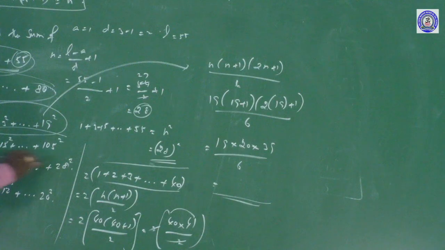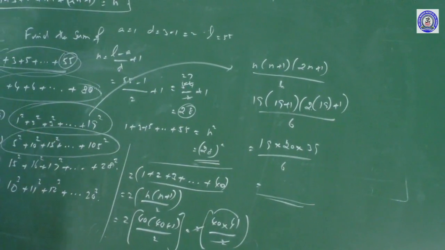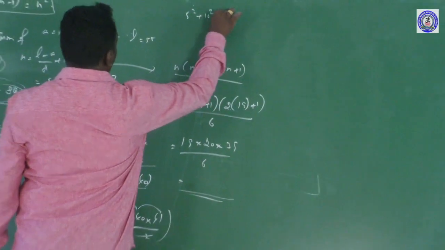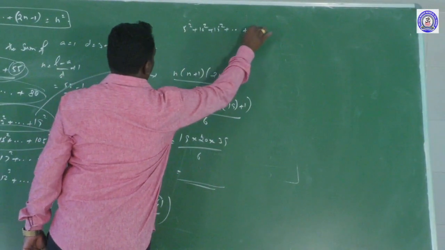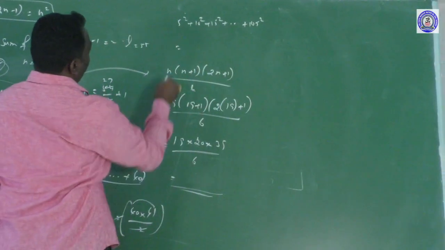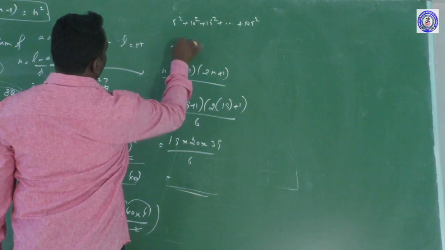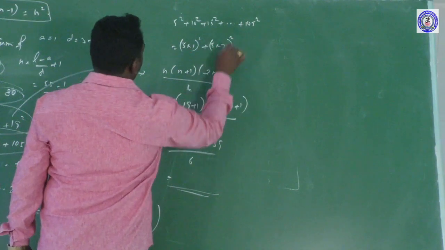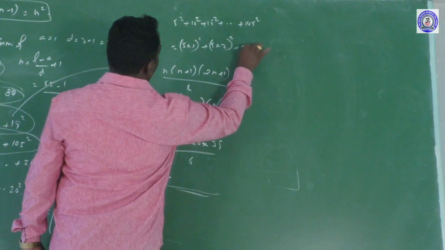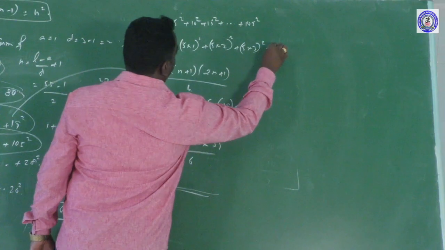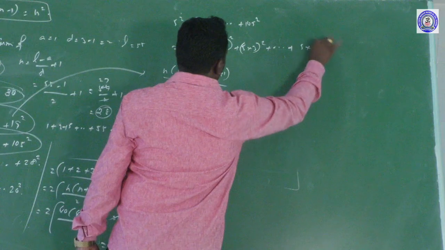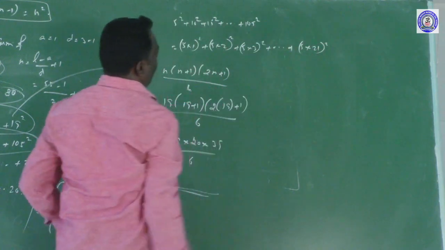Then the next point is 5 square plus 10 square plus 15 square etc. up to 105. Therefore, 5 square plus 10 square plus 15 square plus etc. Each term is 5 into 1, whole square, plus 5 into 2, whole square, plus 5 into 3, whole square, plus etc. plus 5 into 21, whole square. 21 into 5 is 105.